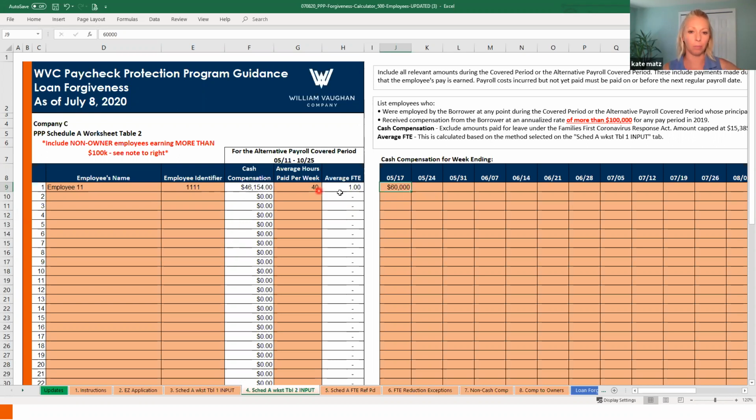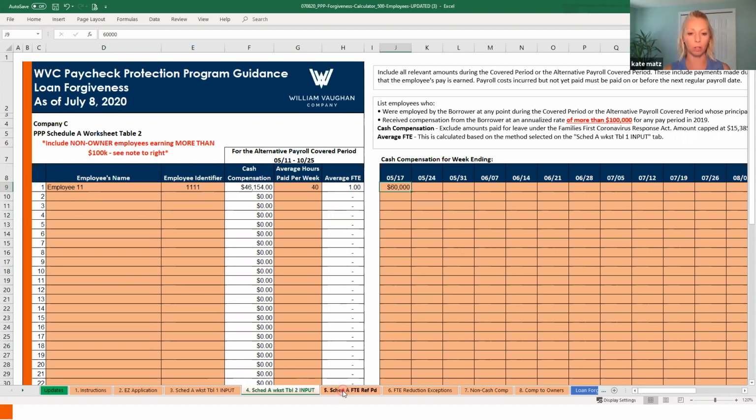So we've got that, and then it calculates out 1 FTE for our employee 11. So much easier on this one because you don't have to worry about all those compensation reductions. The way that the CARES Act is written, they don't really care if you changed compensation for folks that made over $100,000, these more highly compensated employees. They're really worried about the individuals that were less than 100,000.